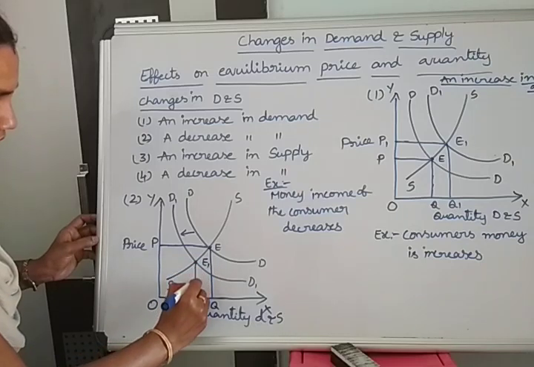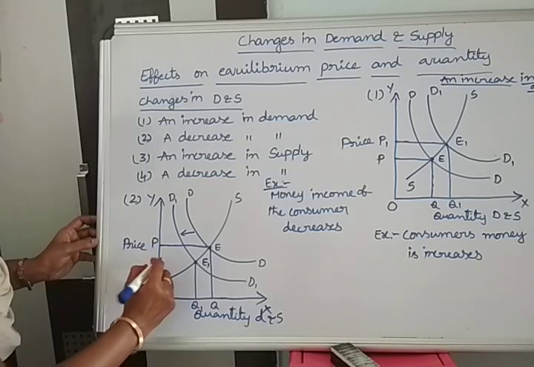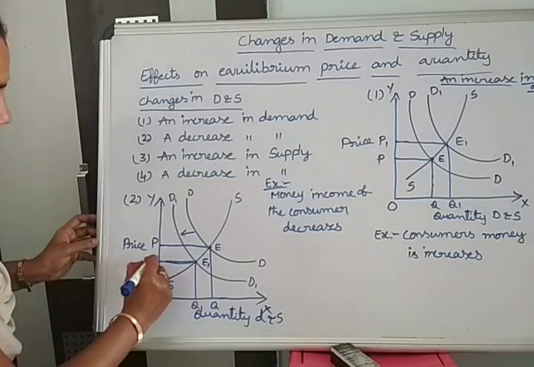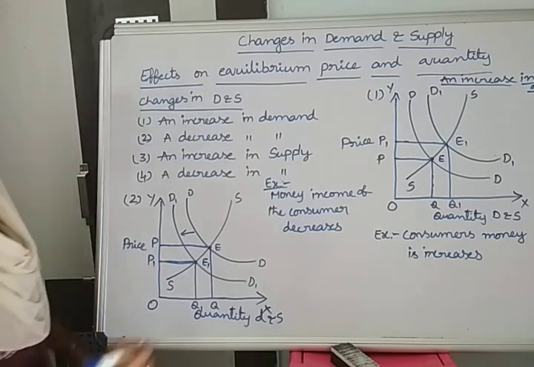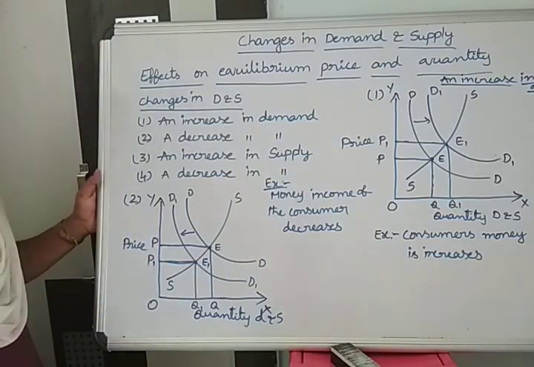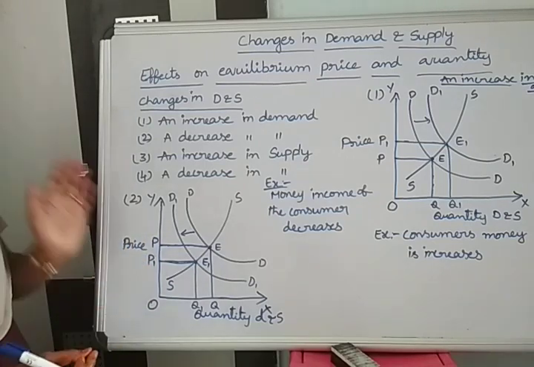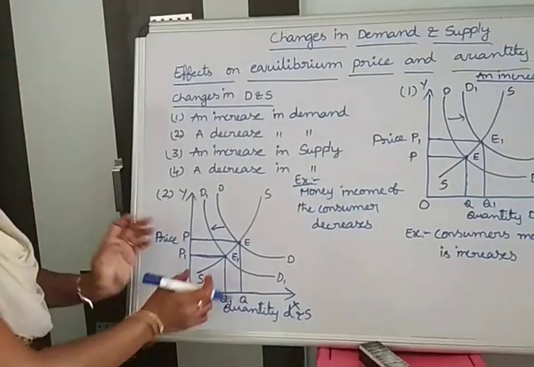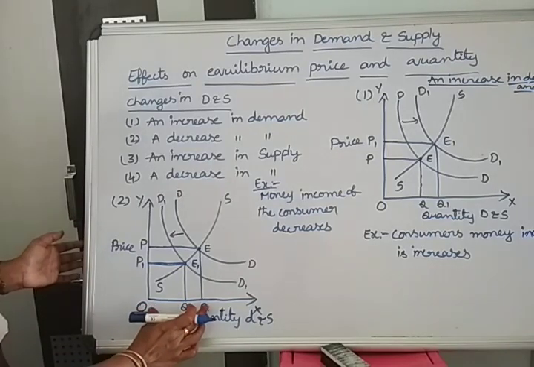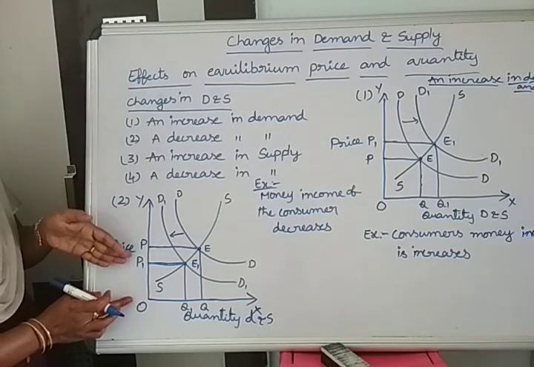Then the new equilibrium quantity decreases from OQ level to OQ1 level. The price of the commodity also decreases. So here demand increased earlier, but here demand decreases. Maybe the consumer's money income is decreased. That's why the demand curve shifts to the left side. Then the new equilibrium is at point E1. The equilibrium quantity decreases from OQ level to OQ1 level. Price also decreases from OP level to OP1 level.